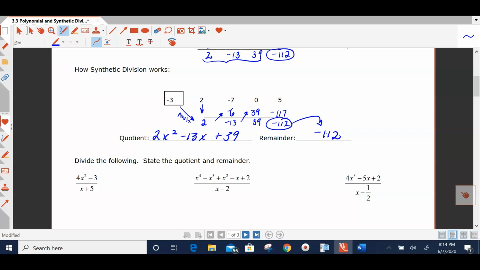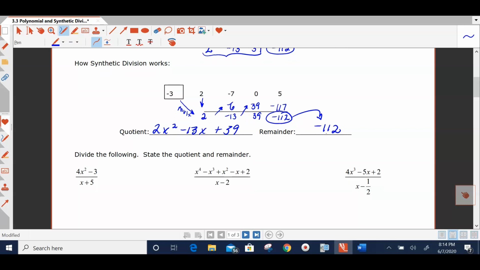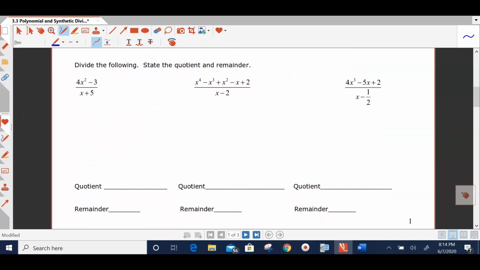Let's practice some more. All right, so let's set these up for synthetic division. Let's just do the setup first, and then you can pause it and do the division and then check your work. Okay, what number is going to be in the box here? Remember, the box number comes from the divisor. Since it's an x plus 5, we will have a negative 5 in the box.